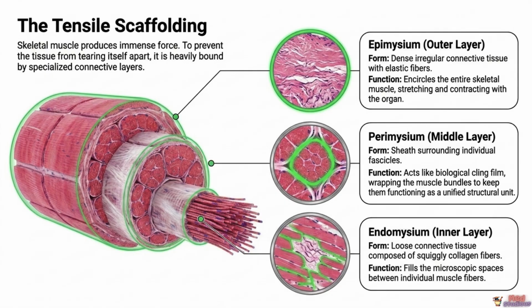Moving inward, we hit the perimysium. This is the middle sheath that acts like biological cling film. It tightly wraps around the individual fascicles, ensuring those bundled groups of muscle cells fire and function as a unified structural unit. Finally, we have the delicate endomysium. This inner layer is made of loose connective tissue, featuring squiggly collagen fibers. It fills all the microscopic spaces between the individual myofibers, providing vital electrical insulation so an electrical signal sent to one cell doesn't accidentally trigger its neighbor.